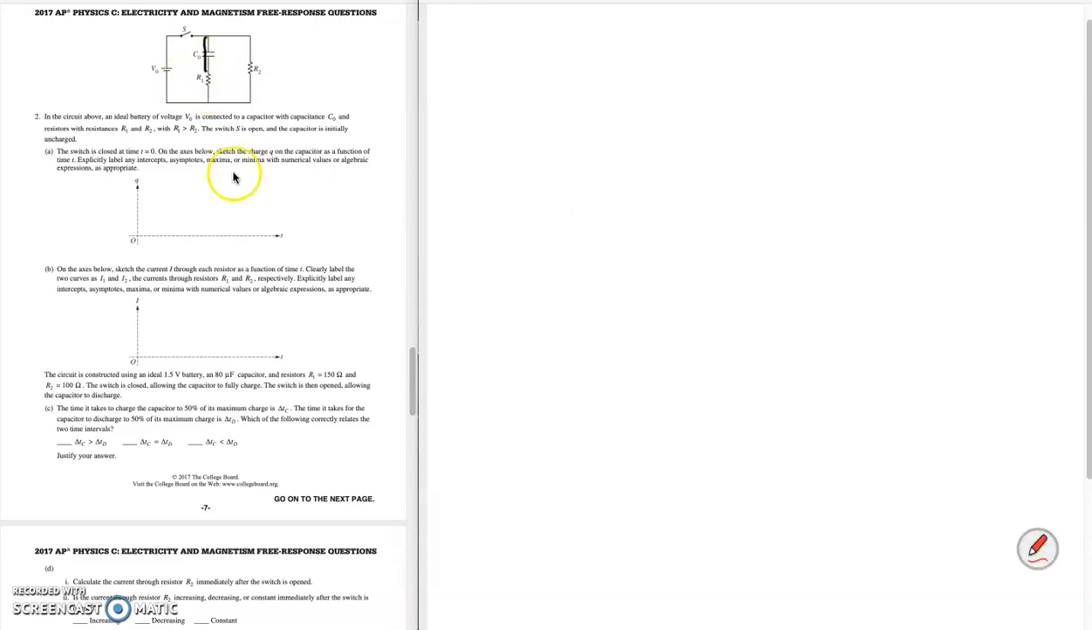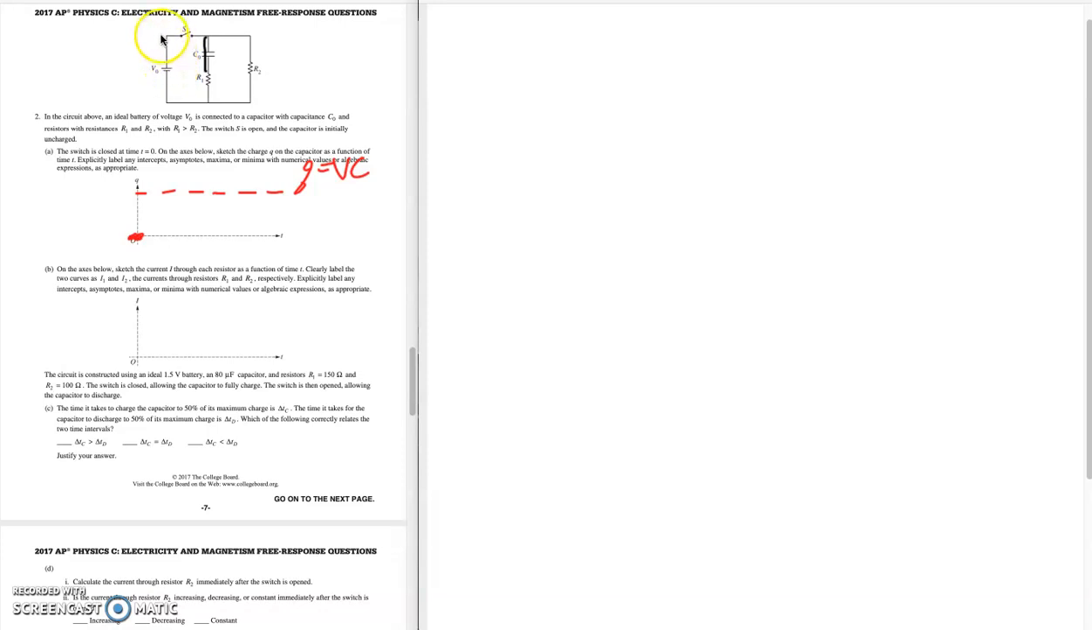Now let's take a look at part A. They told us as we close the switch, the charge was 0, and the charge is going to build up to be some maximum value, and it's going to do so asymptotically. The maximum charge is going to be a result of the maximum voltage, because if you remember, Q equals VC, and we need to figure out what the voltage is going to be across a capacitor.